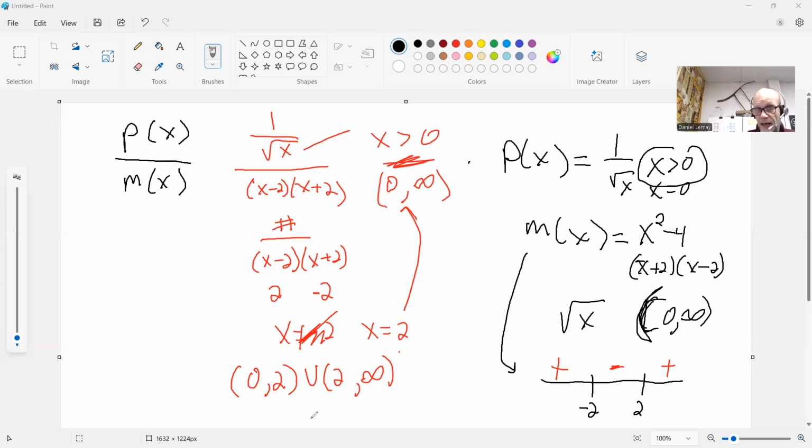And I could graph it. I could throw this into Desmos and let's take a look at it. I'm going to pause this and do that for you.